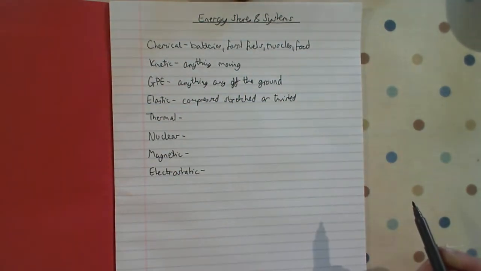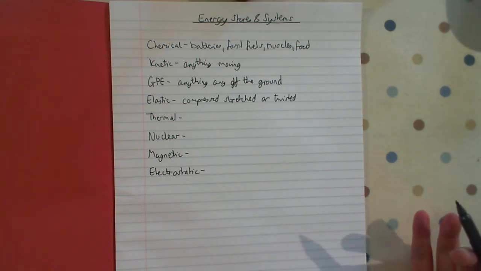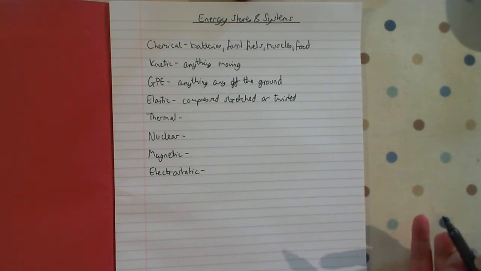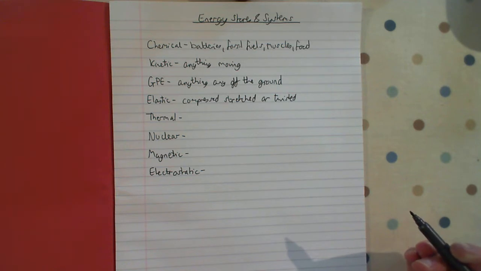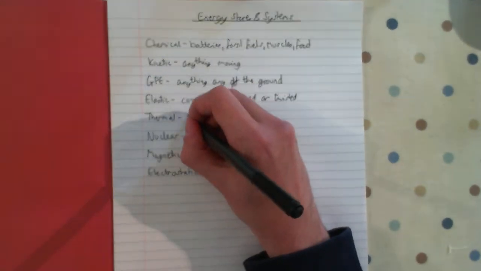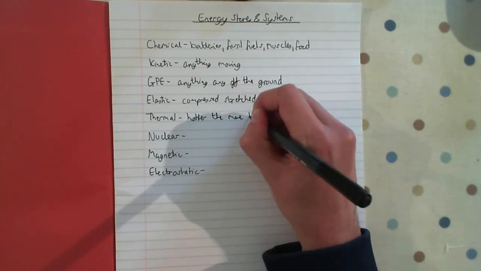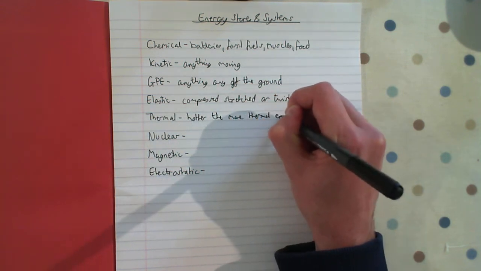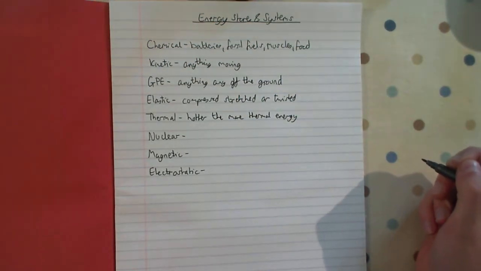Thermal energy is how much internal energy an object's got. Everything has got internal energy. The hotter it is, the more thermal energy, the more internal energy it's got. For example, an ice cream has got a very low amount of internal energy, a low amount of thermal energy, whereas a hot cup of coffee has got a lot more. So the hotter it is, the more thermal energy. And we'll come back to thermal and internal energy when we do particle model revision.